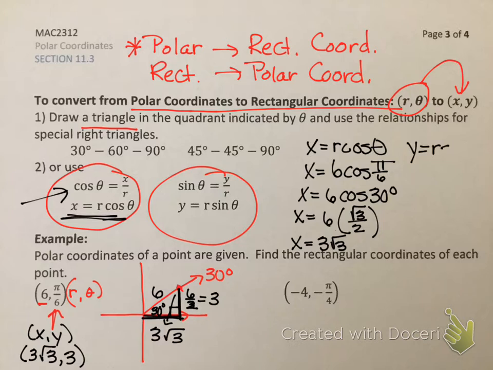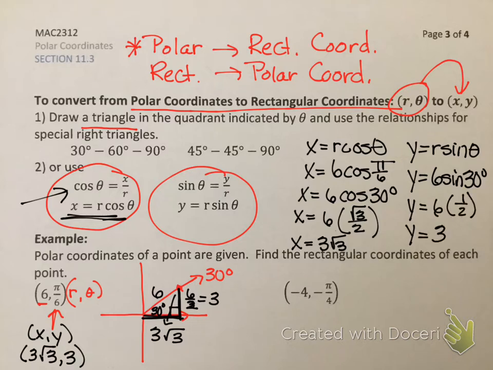y would be equal to r sine theta. So y would be equal to 6 times the sine of, I'm just going to write the 30 degrees there. So y would be equal to 6 times a half, or y would be equal to 3. So again, you can see my coordinate down here at the bottom lower left of the screen. x is 3 square roots of 3, y is 3.